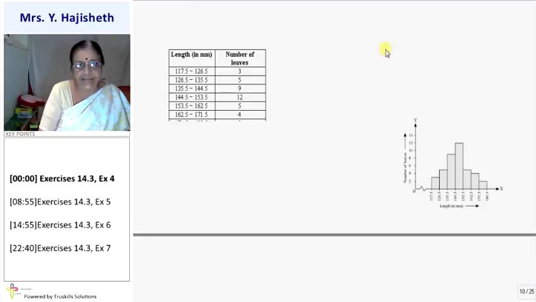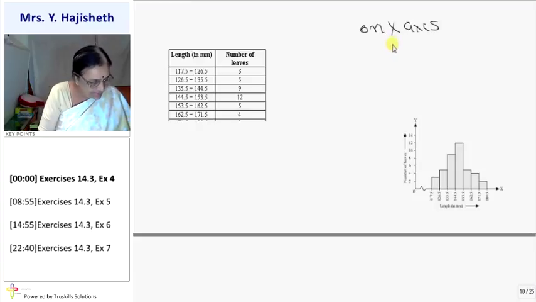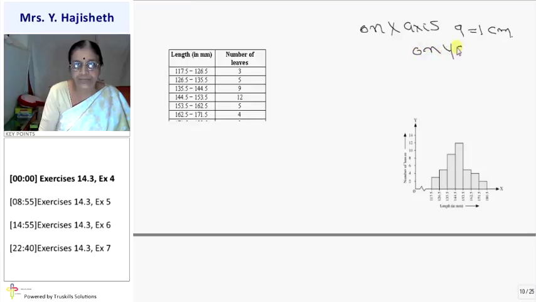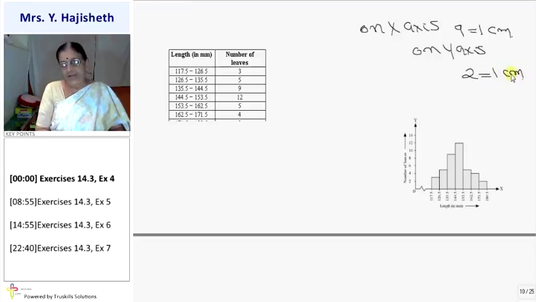So on the x-axis, what scale have I taken? 126.5 minus 117.5 is 9, so one class width is 9. So I will take 9 equal to 1 centimeter. And on the y-axis, the frequencies go 1, 2, 4, 6, so I will take 2 equal to 1 centimeter. With that scale I have drawn the x and y axes.